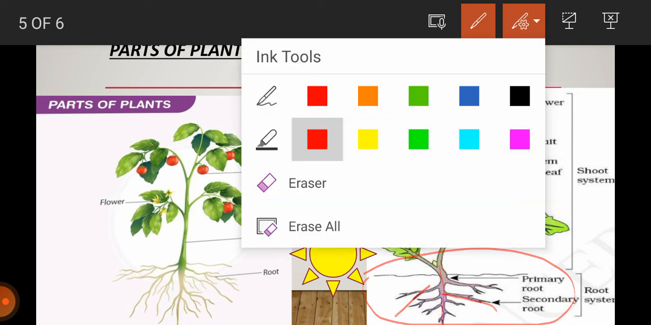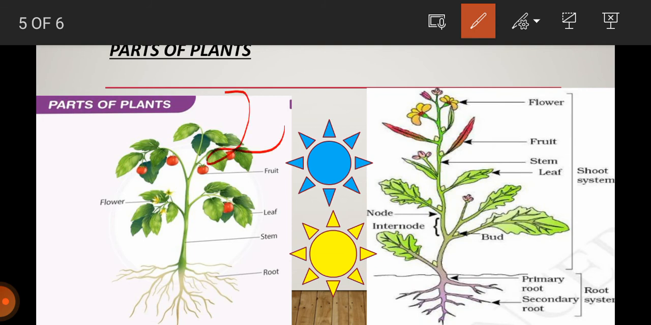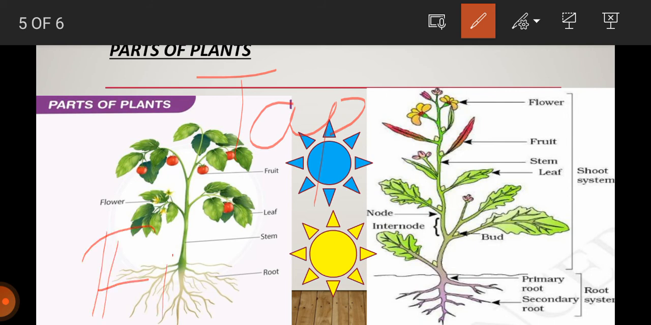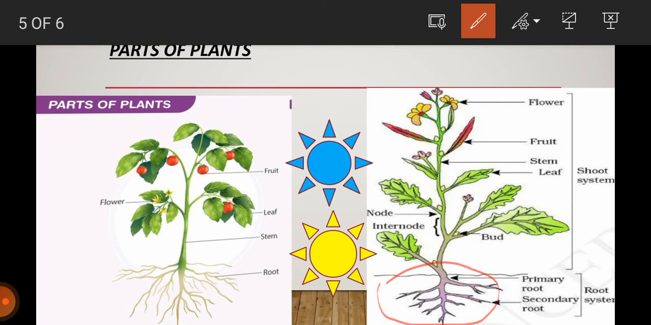And also there are two types of root, but I have not mentioned them. What are they? One is taproot, and another is fibrous root. Taproot is this type. And fibrous root has no primary root. All these roots are secondary roots.